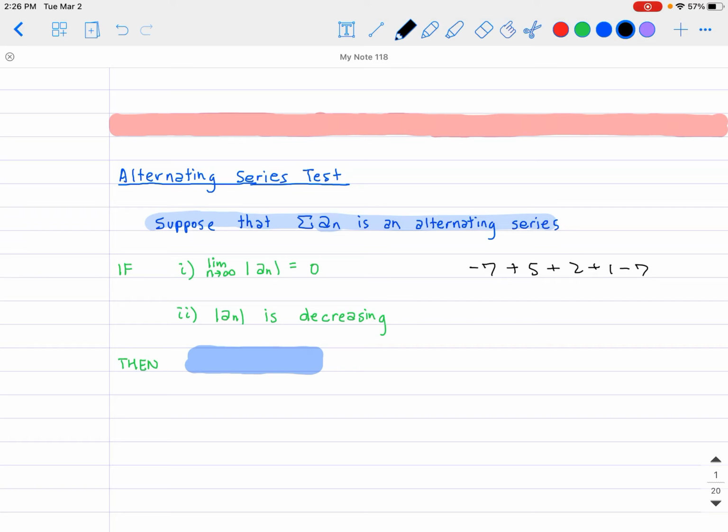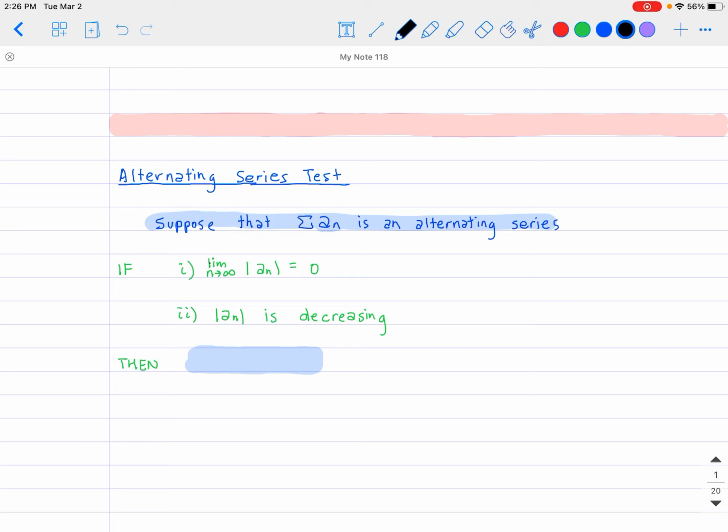It has to go from positive, negative, and so forth. And hence, that's why it's alternating. So if all that setup is there, where the series is going to be alternating, we have to have two conditions for it to get the conclusion that I want.